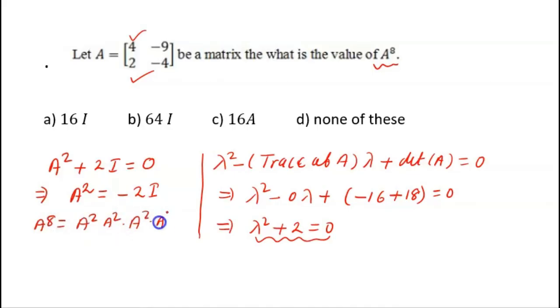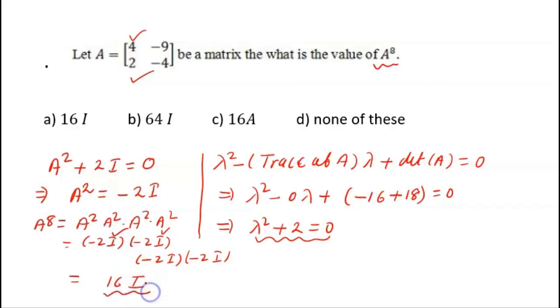into A square. So here you see that we have to take minus 2I into minus 2I into minus 2I into minus 2I. So minus 2 multiplied 4 times will give me 16, and this is an identity matrix. So if you multiply identity matrix 4 times, you will get the identity matrix. So the correct answer is 16I, which is the first option.